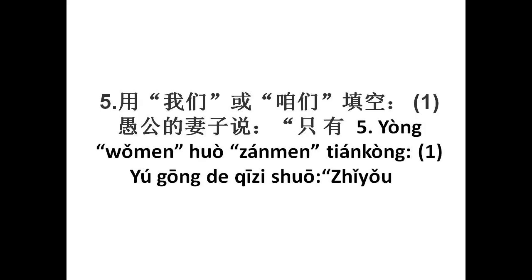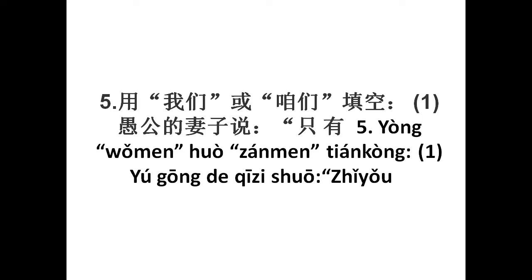用我们或咱们填空。So you have to fill in the blanks using either women or zanmen. Remember, women is used when the listener is not included in us. So women is like we and zanmen is like us. Let us go, let us move, and we have an exam tomorrow. So we and us, we is women and us is zanmen. Let us read the first sentence.